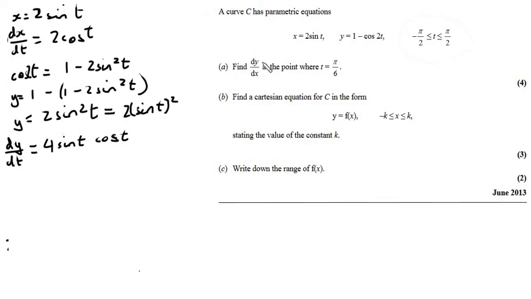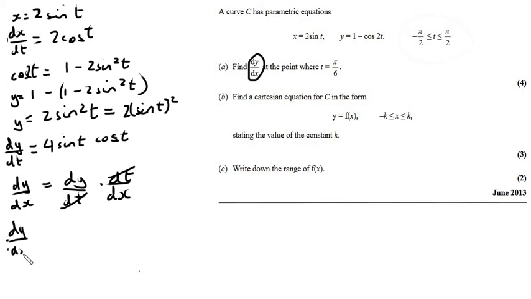So how do we find dy by dx? This is what we're trying to find. Okay, so dy by dx is equal to dy by dt times the inverse of this, which is dt by dx. You can kind of like to think of these guys as cancelling out with each other, giving us dy by dx.